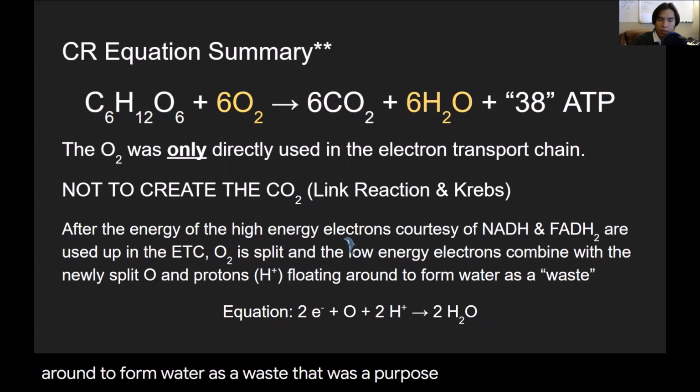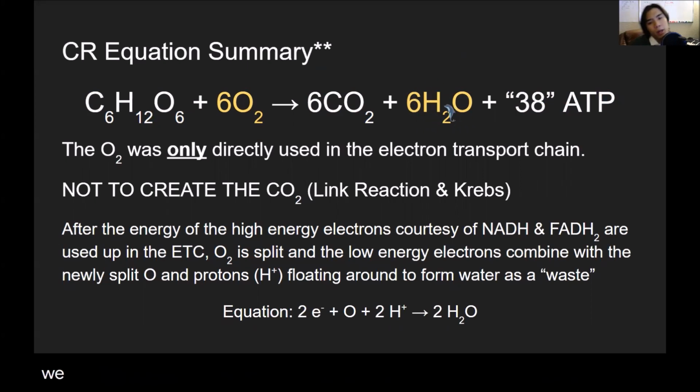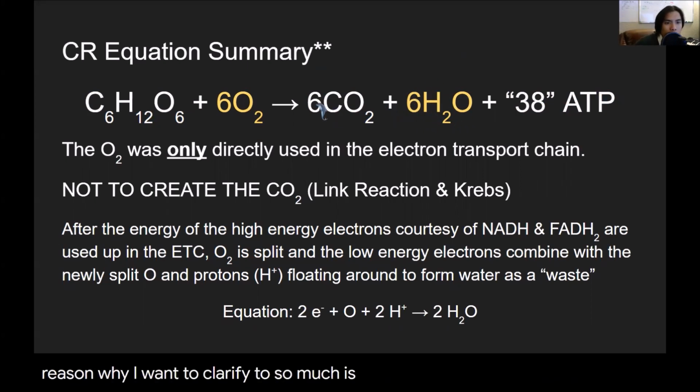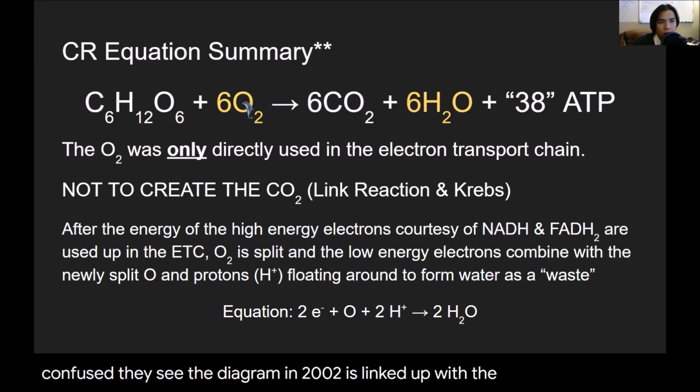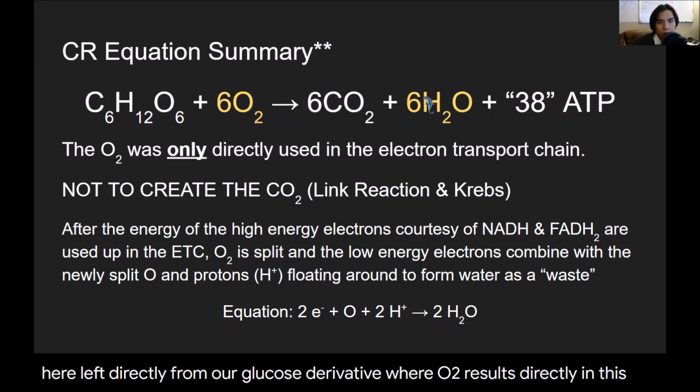That was the purpose of O2. And the oxygen that was over here ultimately ended up in the oxygen of the water. And the reason why I want to clarify this so much is that students sometimes get this confused. They see the diagram and think, oh, O2 is linked up with this one, right? Because there are 12 of them and 12 of them. That is not the case. The CO2 over here left directly from our glucose derivative, where our O2 results directly in this one.